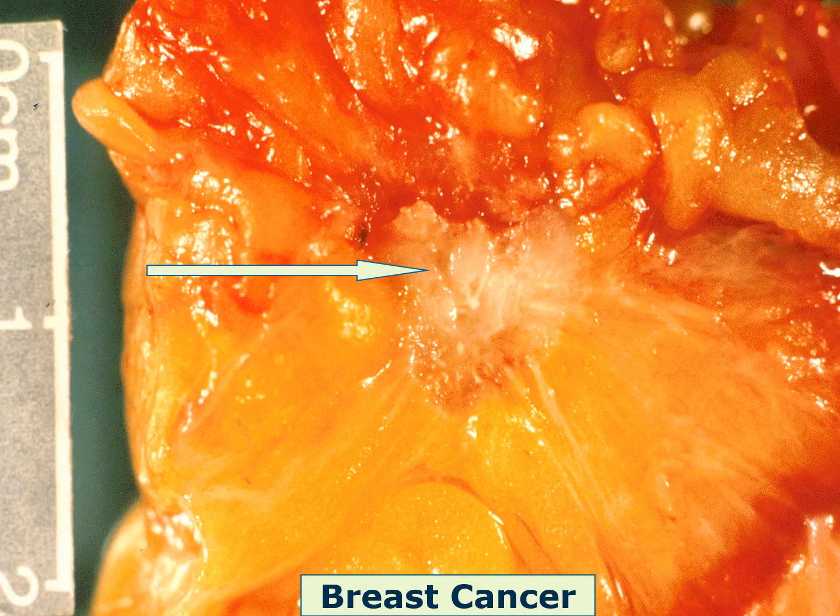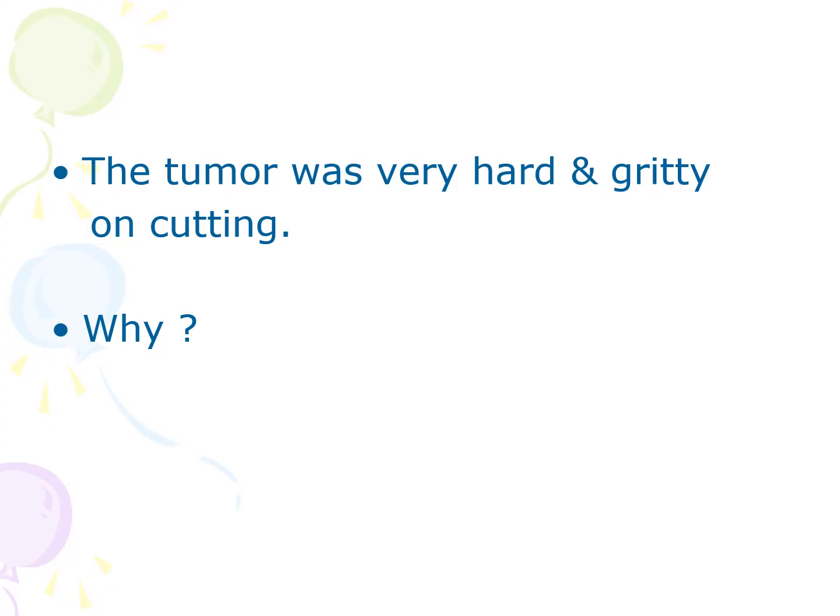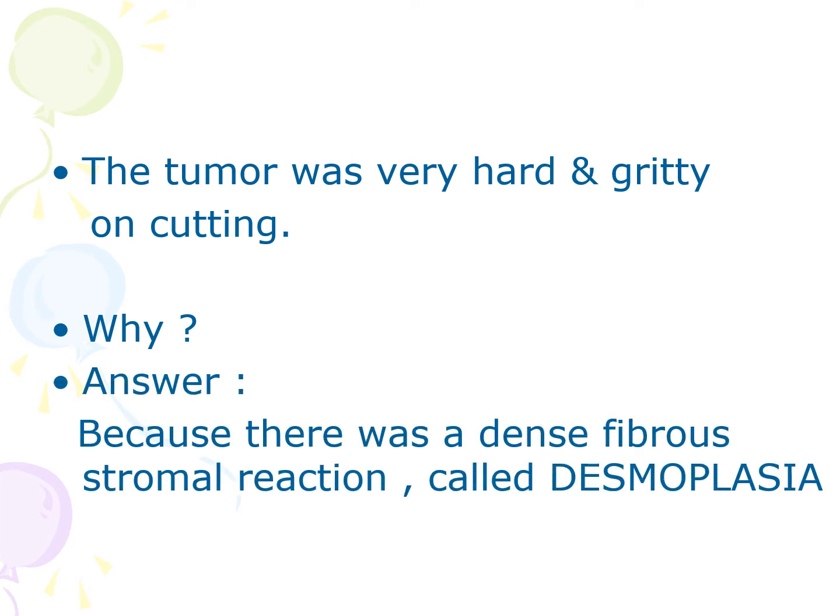Here is a gross appearance of a breast cancer. The mass is irregular and the center is very firm and white. This is because of desmoplasia, which is the marked increase in the fibrous stroma. Such tumors appear hard and non-mobile on physical exam. The tumor was very hard and gritty on cutting. This is because of desmoplasia.